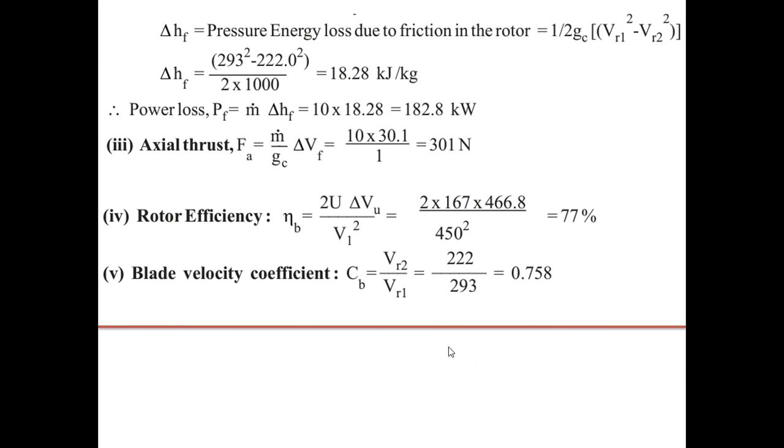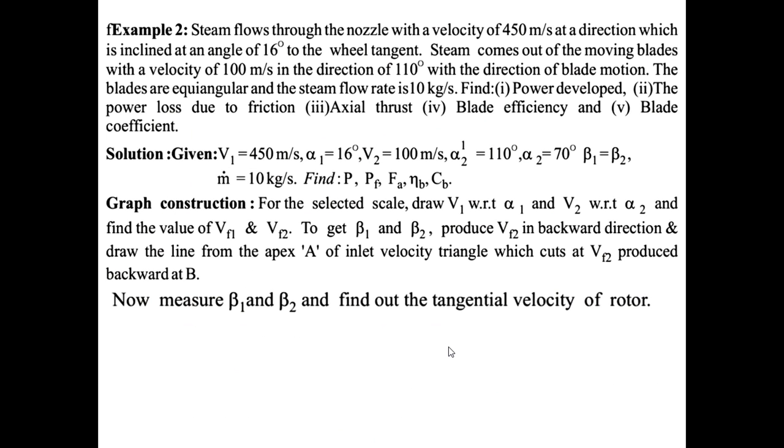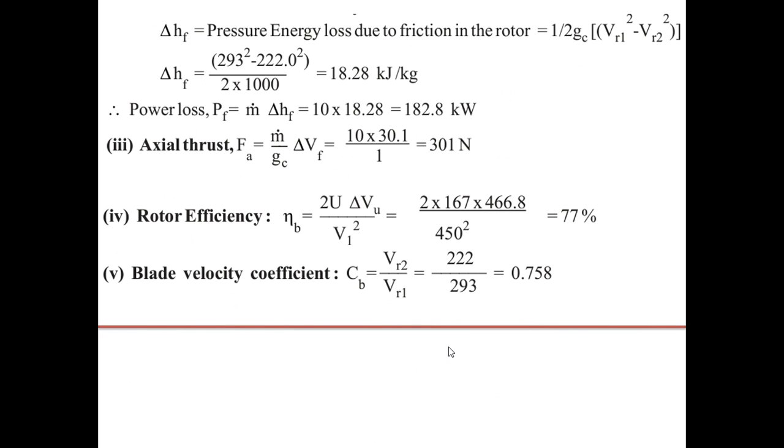Okay, so this completes how to find out power lost, power developed, and axial thrust. So three questions are over. Now another two questions left are blade efficiency and blade coefficient. Blade efficiency or rotor efficiency is work done by kinetic energy, or I can write 2u into delta vu divided by v1 square. All these values you know from the graph. 2 into u is 167, delta vu is 466.8, the sum of whirl velocity. V1 or the inlet of the steam is 450 square, that is also taken. Efficiency of the blade is 77%.